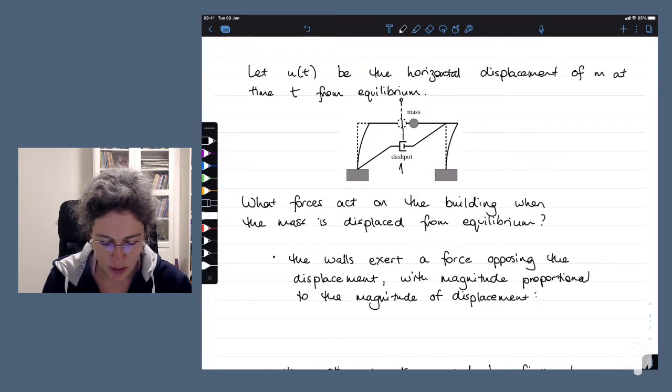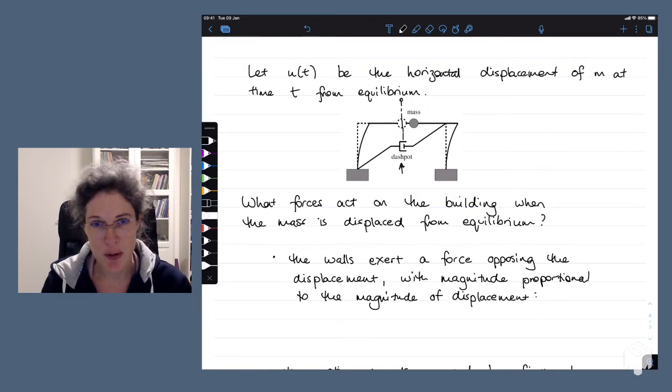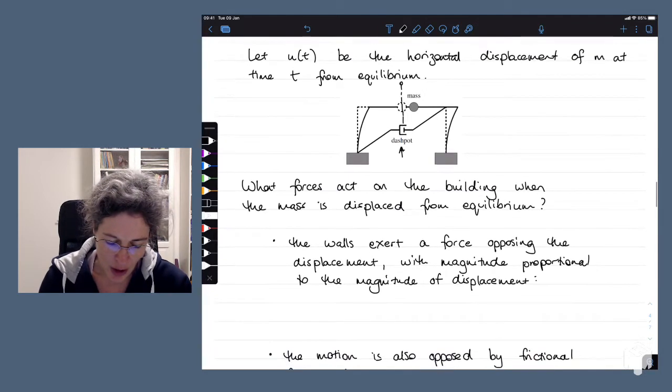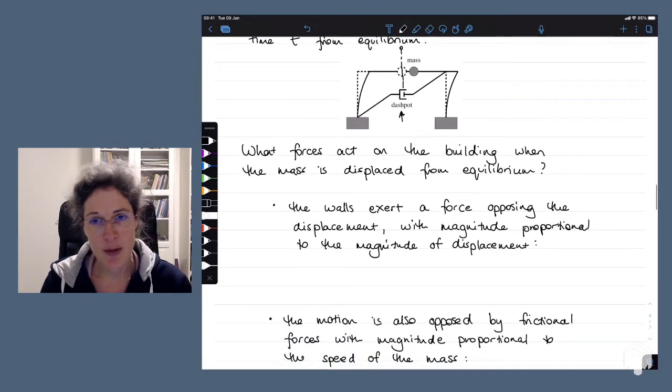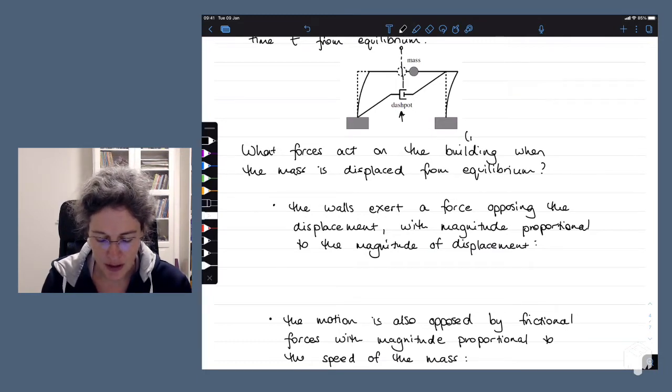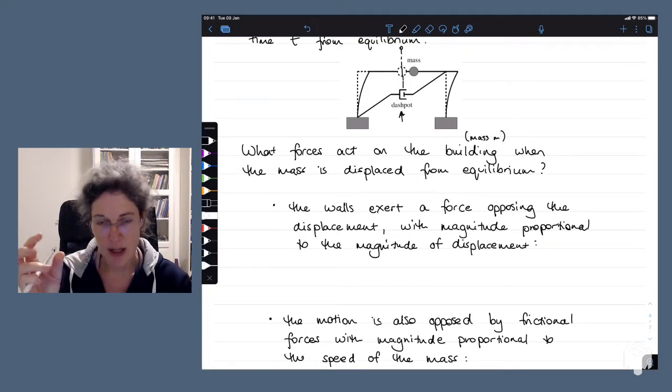Don't worry at the moment why this strange dashpot thing has appeared. We'll talk about that in a moment. Okay, so we want to think about the forces that are acting on the building, and then specifically on our little mass m, when it's displaced from equilibrium.